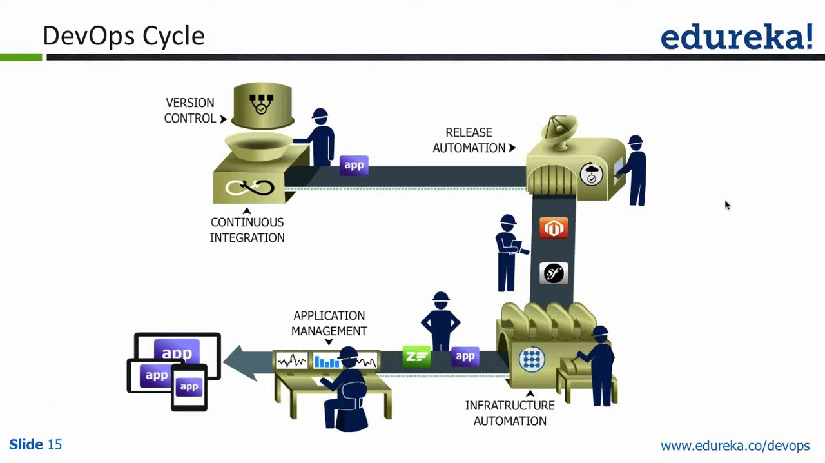Now, when you want to release an application, say for Facebook, what you do is you have the version control system where you have all the code for, say, these 3 applications in a central place. Then you have continuous integration tools, which basically integrate everything together, right?